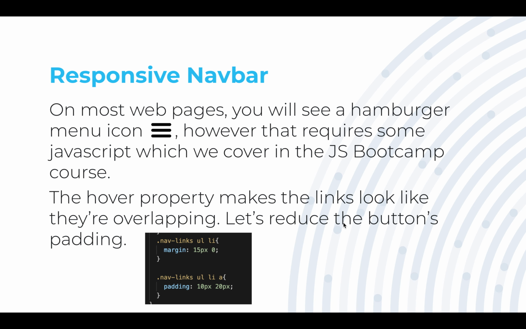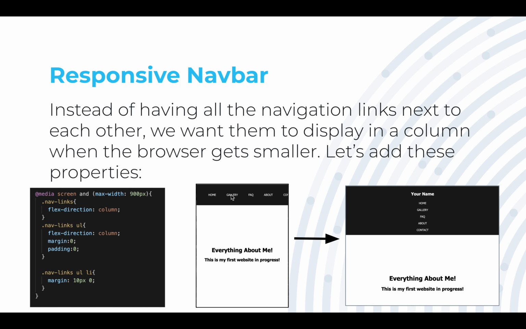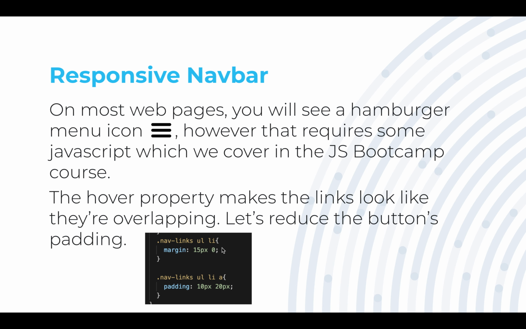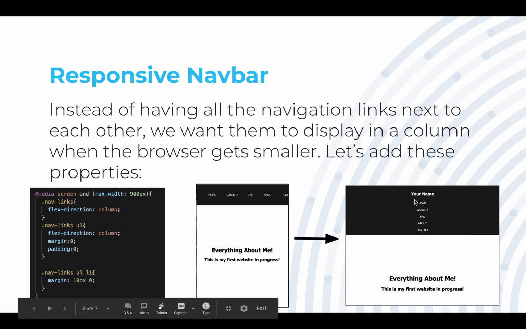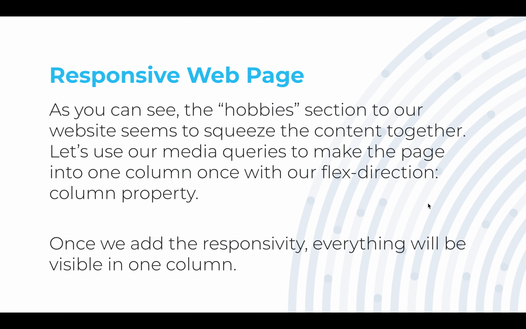The hover property is going to make the links look like they're overlapping, so let's reduce the button's padding. We added a hover transition, if you remember, so that when you hover over it, it gives an outline of what the button looks like. We need to eliminate that, so when we hover over it, it's not going to have too much padding. So we can change the margin and padding again. This is up to you, but a lot of the things we're going to do now are experimental, and you're just going to have to find what suits your navbar.